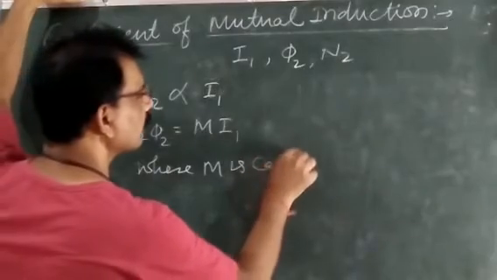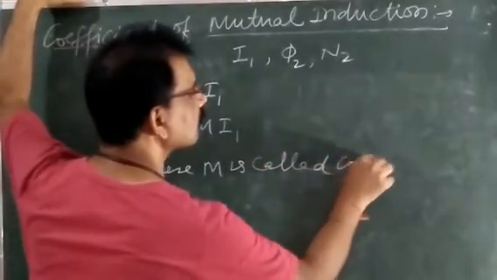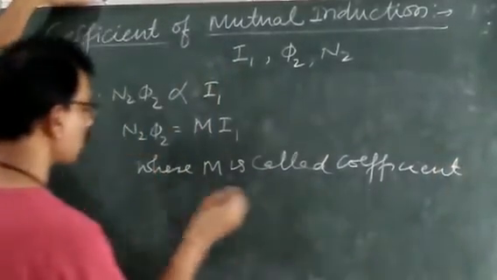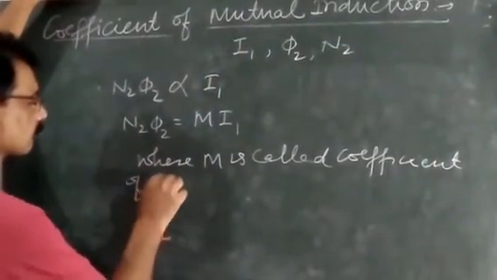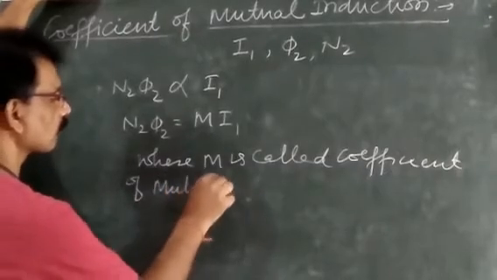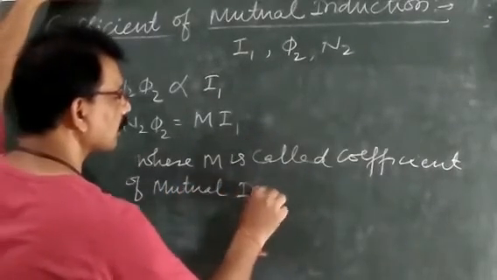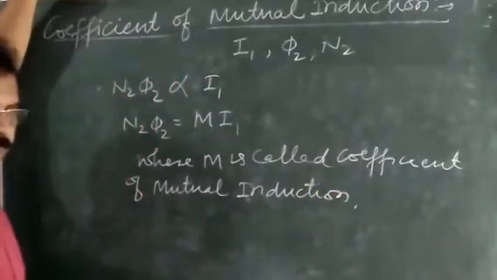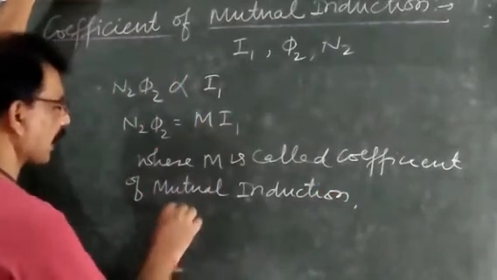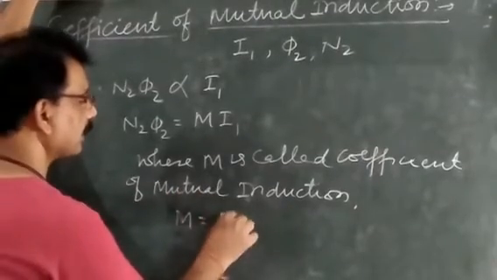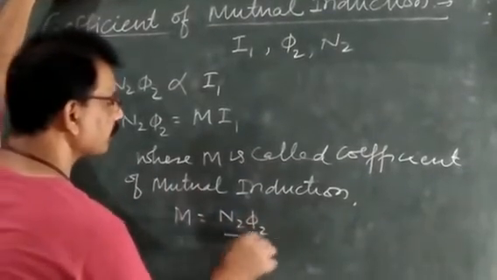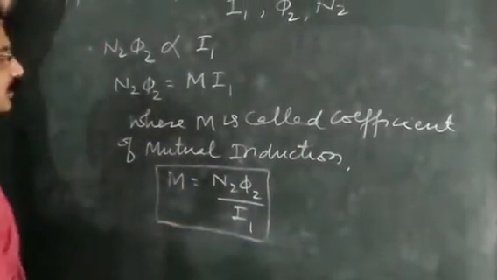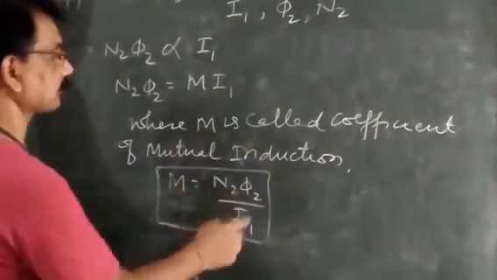And this M is called coefficient of mutual induction. And from here you can say M is equal to N2 phi2 upon I. And this is how we find the coefficient of mutual induction.